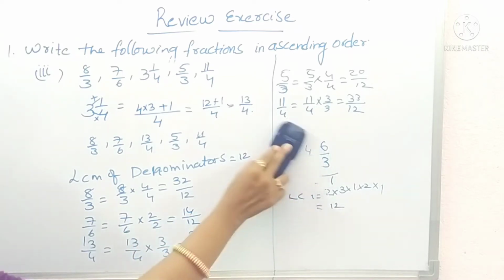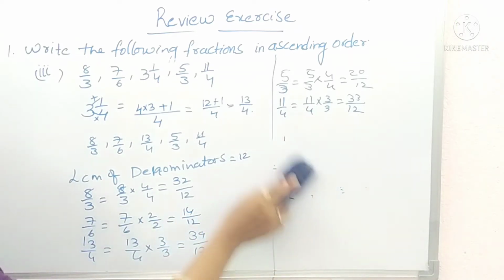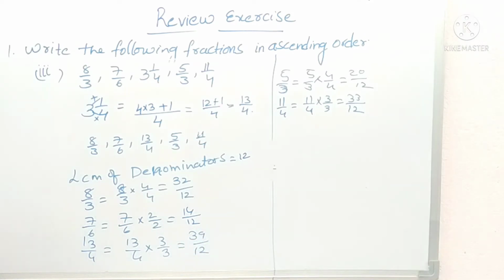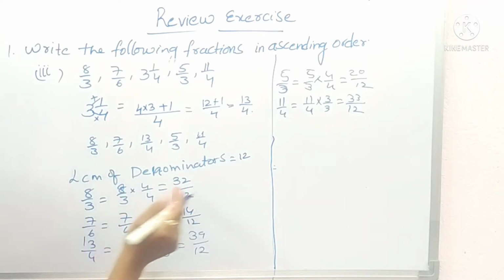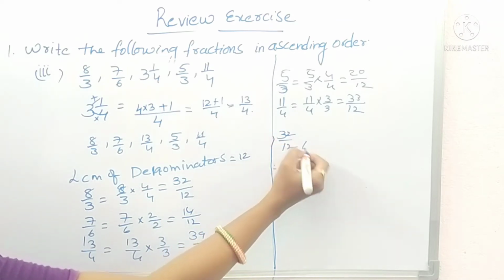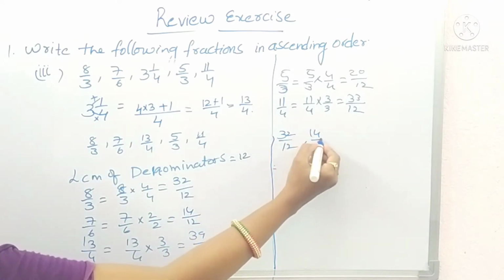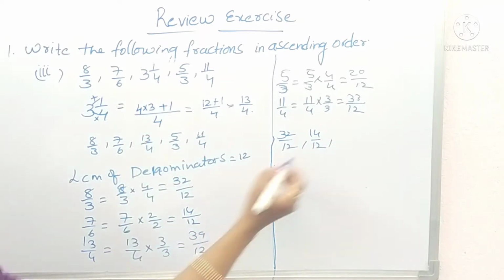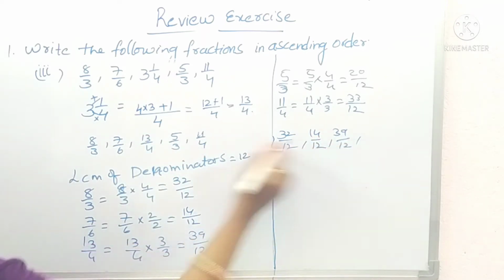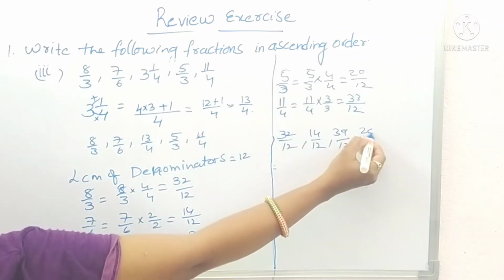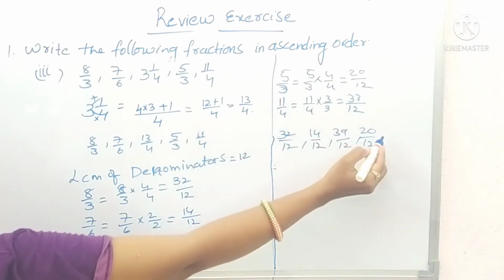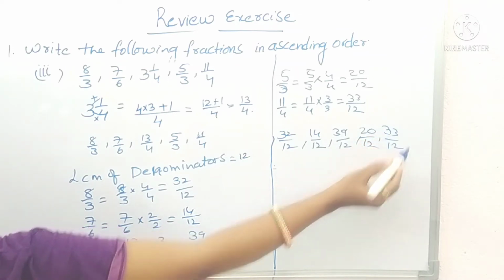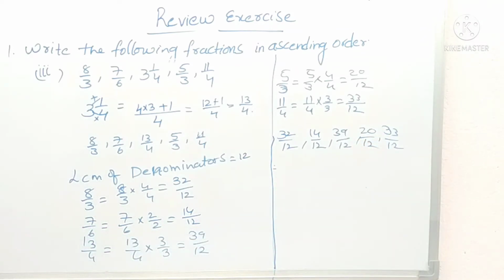Right. So now we will write those in order, just to write the answer very easily. So now this 8 by 3 is equal to 32 by 12. 7 by 6, 14 by 12. 13 by 4, 39 by 12. And 5 by 3, 20 by 12. 11 by 4, 33 by 12. So now all these fractions are like fractions. We converted them into like fractions.